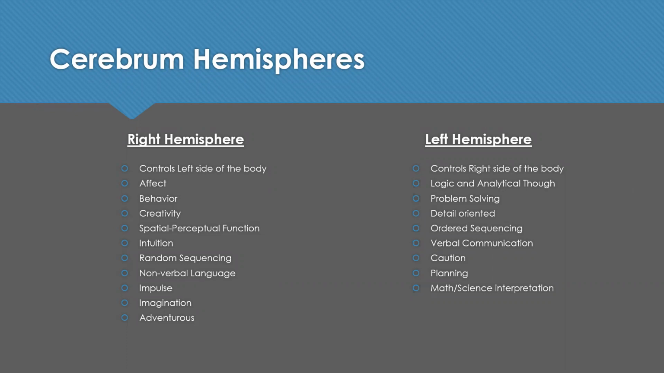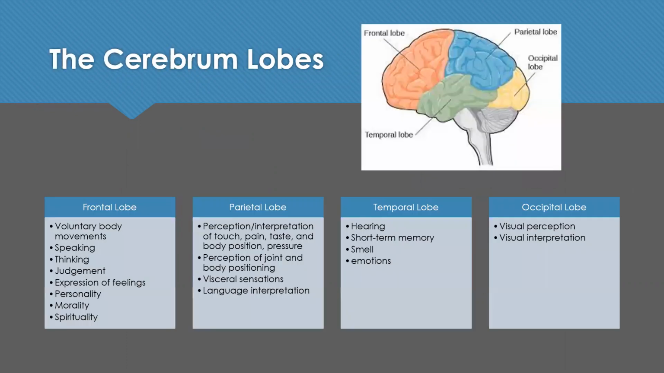The left side of the brain controls the right side of the body and is involved with logic and analytical thought, problem solving, detail-oriented tasks, ordered sequencing, verbal communication, perception of caution, planning, and math and science interpretation. The lobes of the cerebrum include the frontal lobe, which is involved with voluntary body movements, speaking, thinking, judgment, expression of feelings, personality, morality, and spirituality.